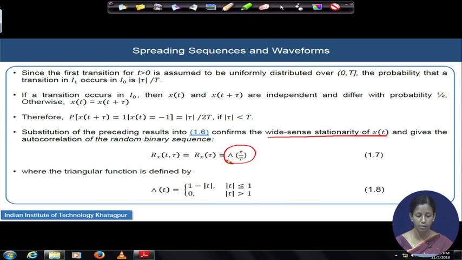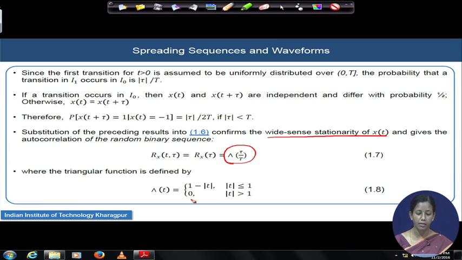How are we reaching here? We are reaching here by the substitution of all this understanding, and we are substituting the value of those probabilities that we are talking about, and finally, we are ending up with this, where this triangular function will be given by 1 minus mod tau by capital T, when this mod tau by T is less than or equal to 1, and it will give a 0 value if this tau by T is greater than or equal to 1.